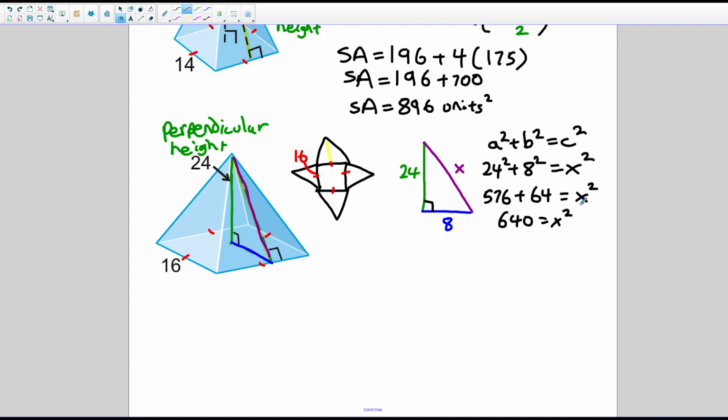Now, because we don't want x squared, I need to actually square root both sides. So maybe I'll squeeze in this square root sign here. So once again, we've got that equal to x squared, and I'm going to square root the right-hand side along with the left-hand side, because what this does essentially is it helps me get rid of that square. So we're left with the square root of 640 is equal to x. So what I'm going to do here is label this as my slant height, just so we don't forget.